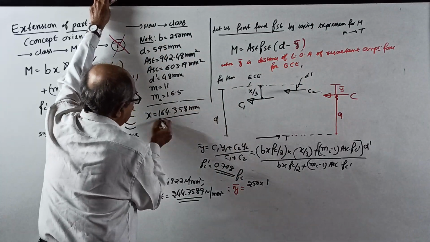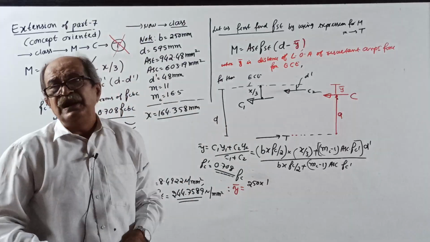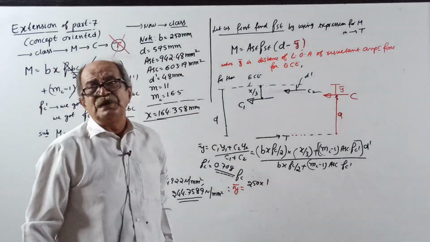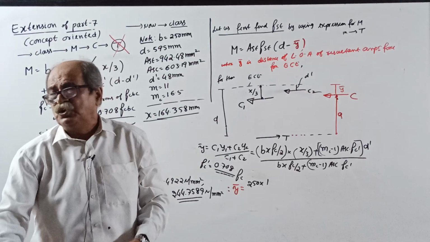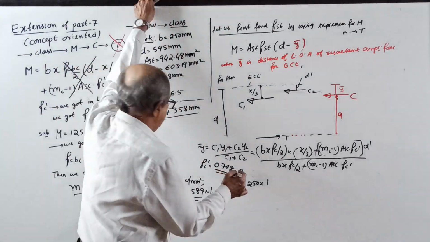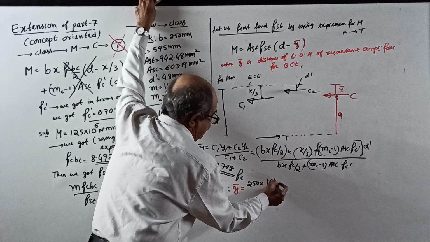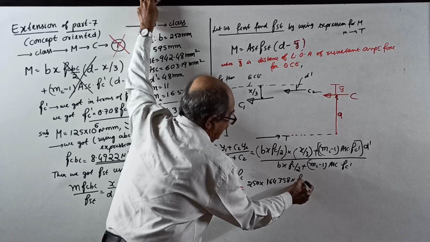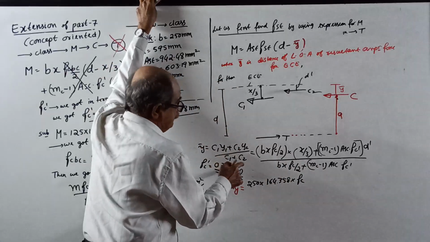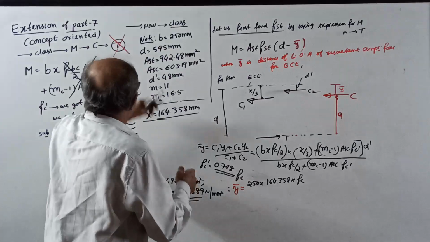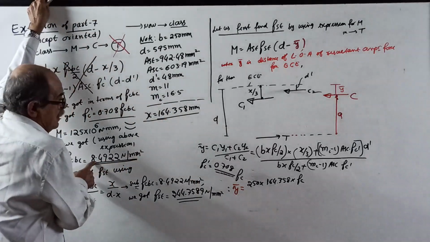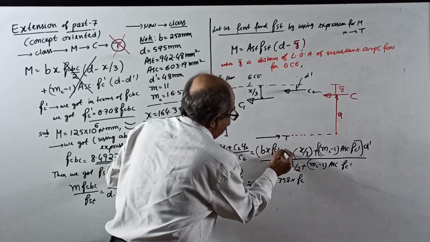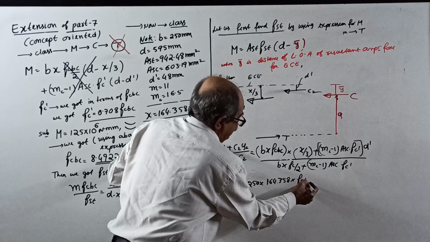This you have to get anyway. Before you start this equation for M in terms of compression and tension, first you have to find x. Make a note. X you have to find as usual: b x square by 2 plus (mc minus 1) Asc into (x minus d dash) equals m Ast into (d minus x). Into x equals 164.358, b x into fc. Let fc be fc only. You don't know fc. Someone will tell, sir, fc is known. No, don't use fc. Not fc, it is fc b c. fc b c is fc b c only.